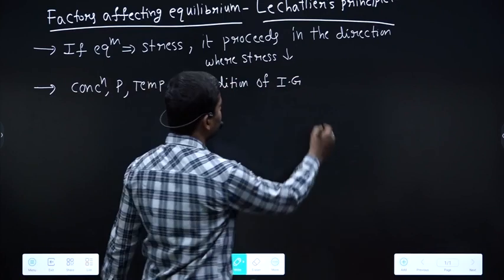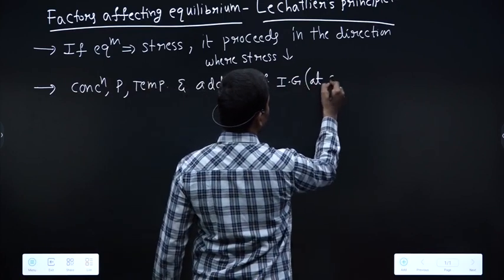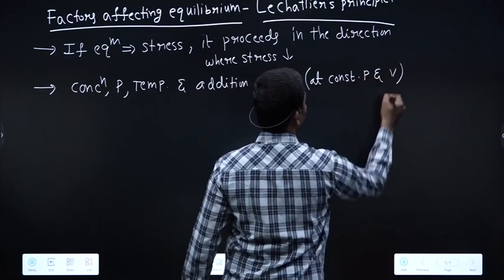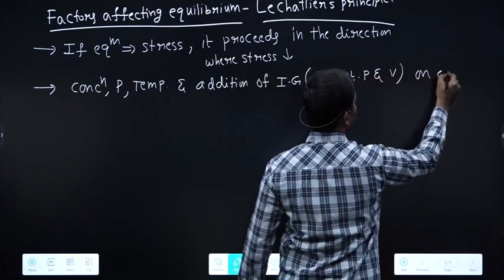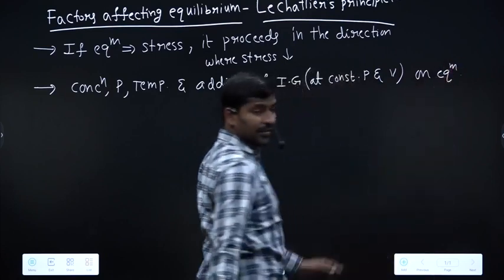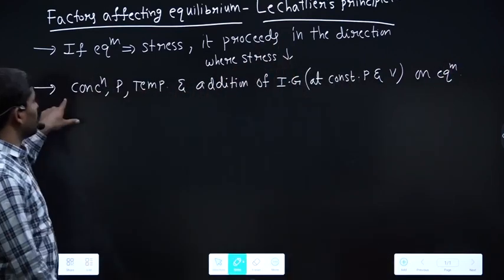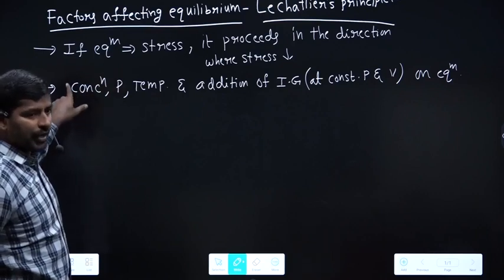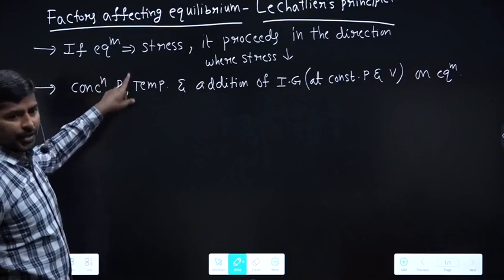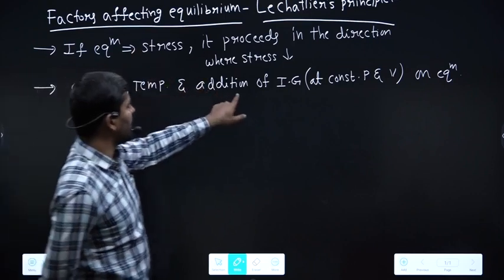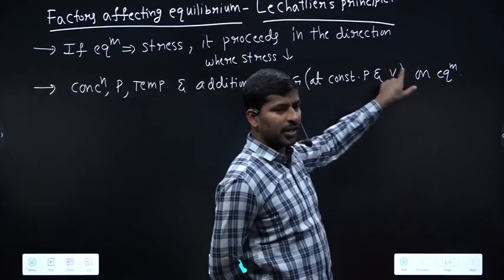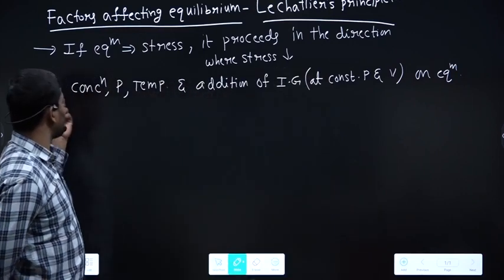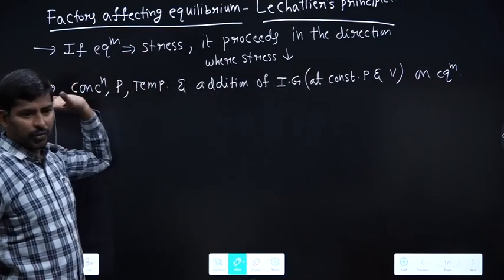Addition of inert gas. In this we have two conditions: at constant pressure and constant volume on equilibrium. Based on Le Chatelier's principle, we can explain the effect of concentration, pressure, temperature, and addition of inert gas at constant pressure as well as constant volume on equilibrium. So what is the effect of these on equilibrium that we have to see?